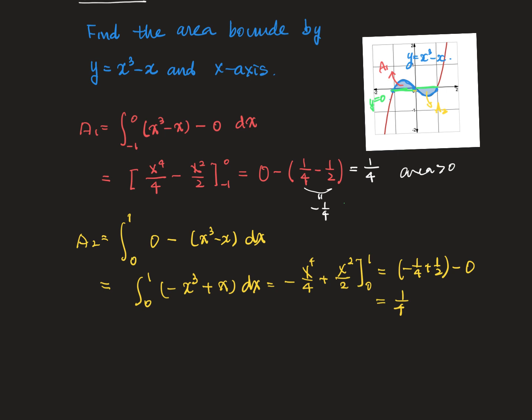We want to find the area A, which is A1 plus A2. A1 is 1 over 4, A2 is 1 over 4. That's going to be 2 over 4, which is 1 half.